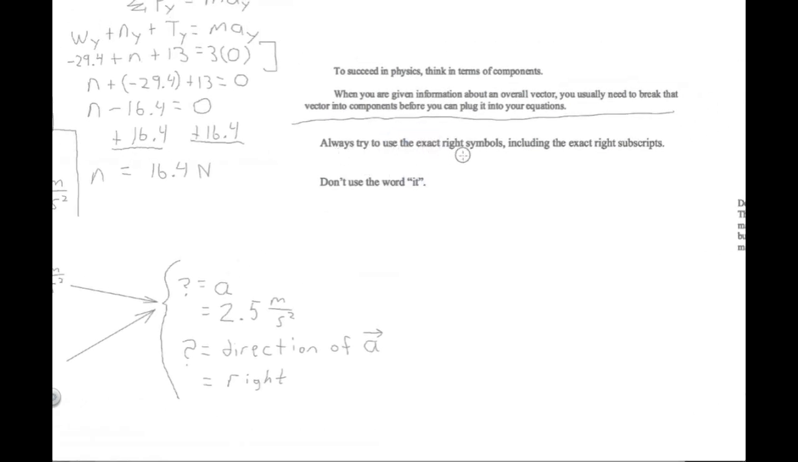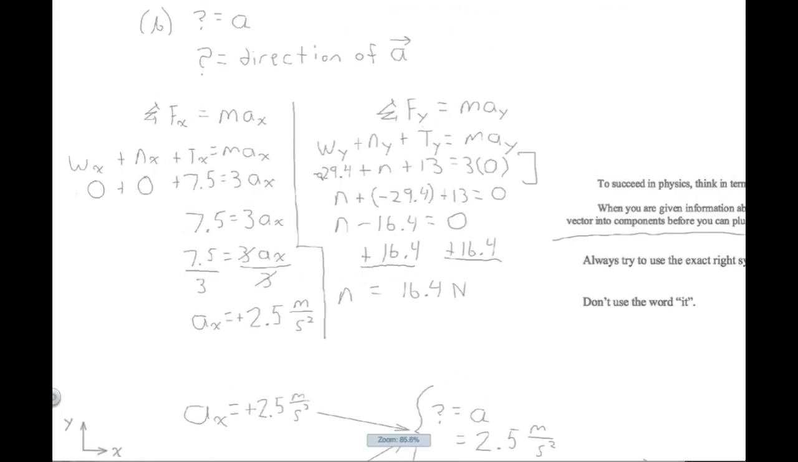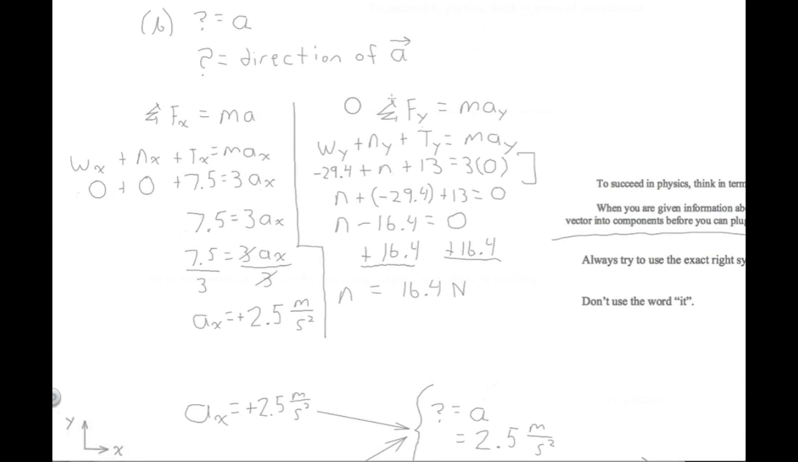I've mentioned always try to use the exact right symbols, including the exact right subscripts. Again, model your scratch work on the scratch work that I'm demonstrating in the video and try to use the same symbols that I'm using. Again, it would be useless here to call this A or this A because we had to treat A sub x completely differently from A sub y. So make sure you include the right subscripts so that you can think in terms of components.